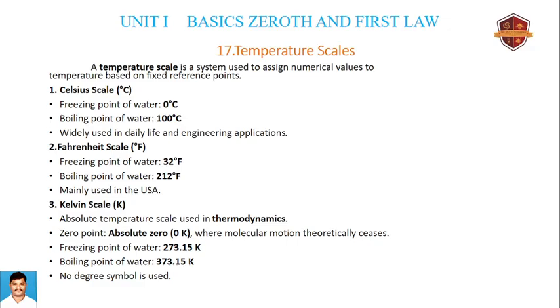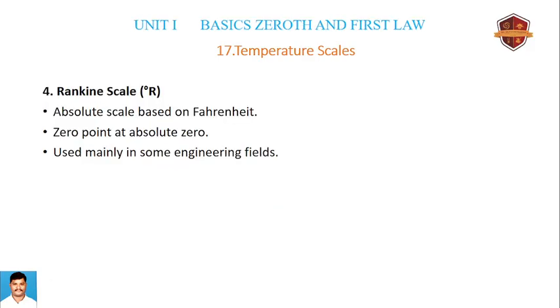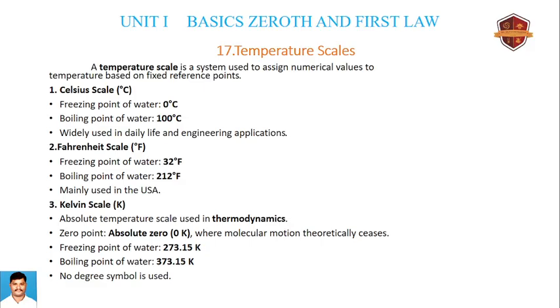Next one is temperature scales. There are 4 types of temperature scales. First one Celsius scale, second one Fahrenheit scale, third one Kelvin scale, fourth one Rankine scale. Celsius scale: freezing point of water 0 degrees Celsius, boiling point of water 100 degrees Celsius, widely used in daily life and engineering applications. Fahrenheit: freezing point of water 32 degrees Fahrenheit, boiling point of water 212 degrees Fahrenheit, mainly used in the USA.